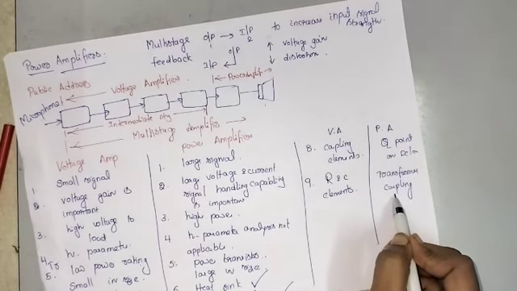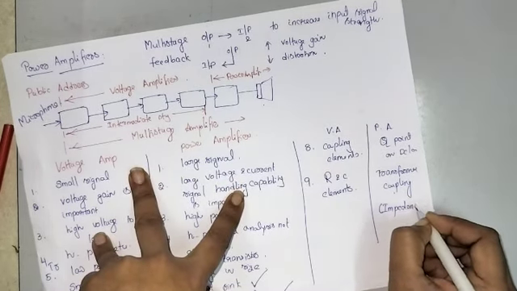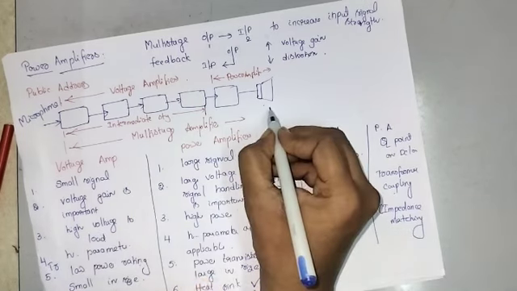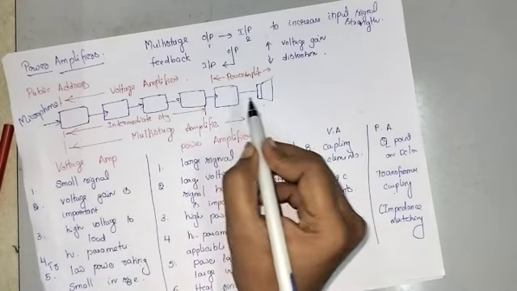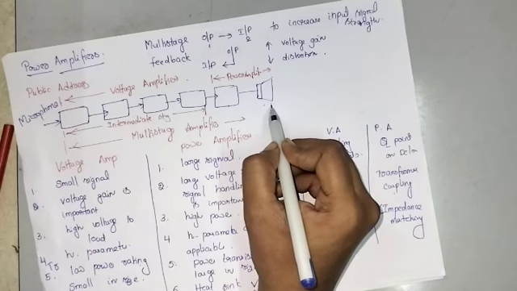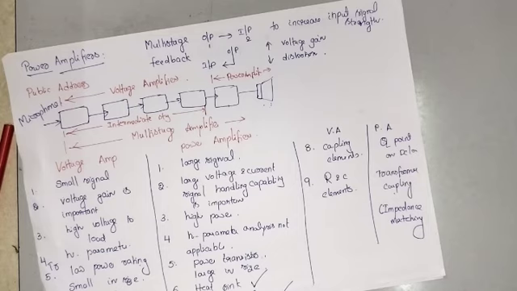Why? Because the important feature of transformer coupling is impedance matching. Generally the output stage is matched with the load. Here the loudspeaker is a low impedance device, so we have to match the impedance. So these are some of the differences between voltage amplifiers and power amplifiers.